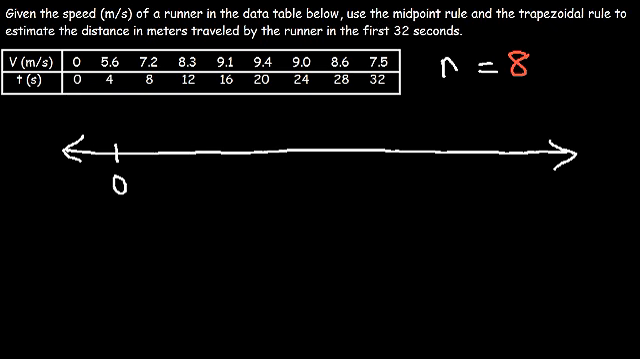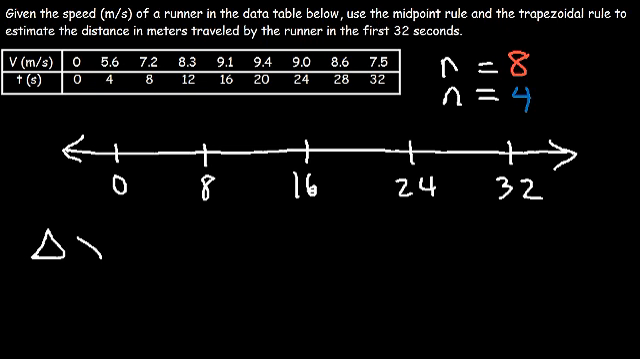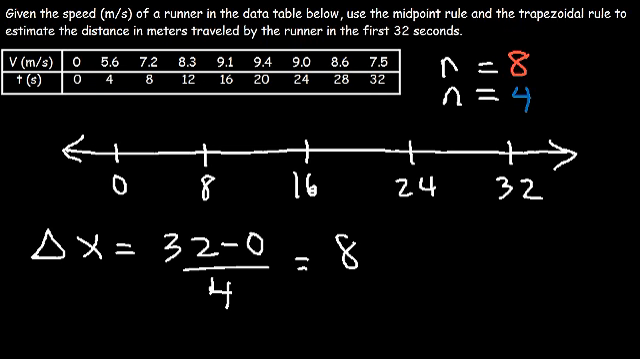Now the data table goes from 0 to 32. And our points of interest are 16, 8, and 24. So we're going to use an n value of 4 for the midpoint rule. So if we calculate delta x, it's b minus a, 32 minus 0, divided by 4. So for the midpoint rule, the width of each interval is 8, which is what we have, starting from 0 to 32. Now we need to use the middle values. That's 4, 12, 20, and 28.